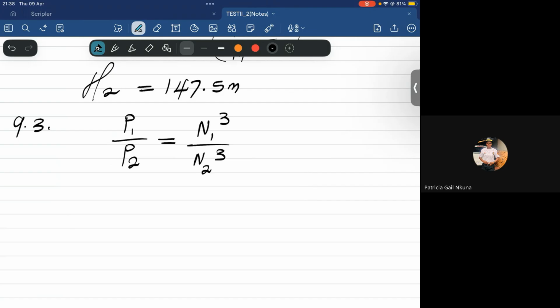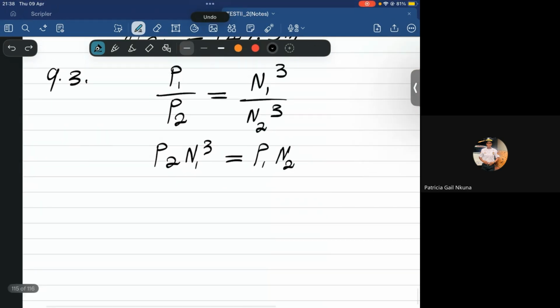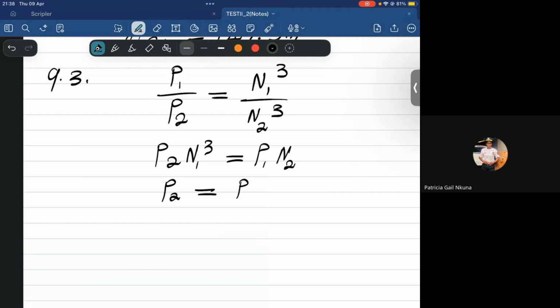Of course, I'm going to cross multiply. So I'll have P2 and N1 cube is equals to P1 and N2 cube. I'm looking for P2, so I'll have to divide both sides by N1 cube. So therefore P2 will be equals to P1 into, I forgot cube here. P2 will be equals to P1 into N2 cube divided by N1 cube.